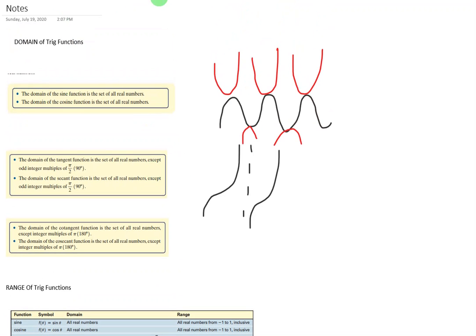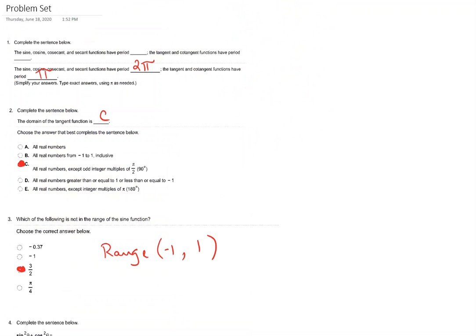All right, let's go look at our problem set. Number 1, complete the sentence. The sine, cosine, cosecant, and secant have period of 2 pi. The tangent and cotan have a period of pi. And what that period means is how long does it go before it starts repeating? So for the first 4 that were mentioned, it goes a full unit circle, 2 pi, before it starts repeating. But the tangent and cotangent only go pi.